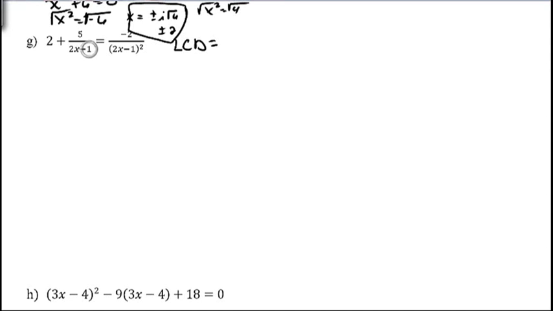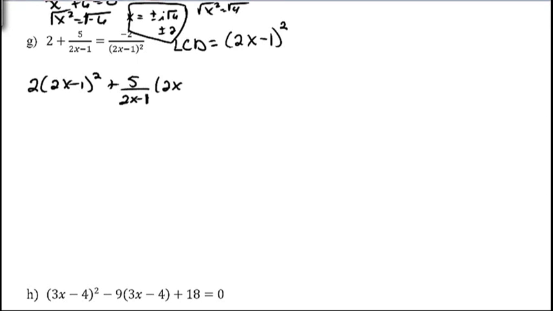And so we have 2x minus 1 here, but we have 2x minus 1 squared here, so the common denominator is going to be 2x minus 1, the quantity squared. So multiply each term in the equation by that. You get 2 times the quantity 2x minus 1 squared plus 5 over 2x minus 1 times 2x minus 1 squared equals negative 2 over 2x minus 1, the quantity squared, times 2x minus 1, the quantity squared.